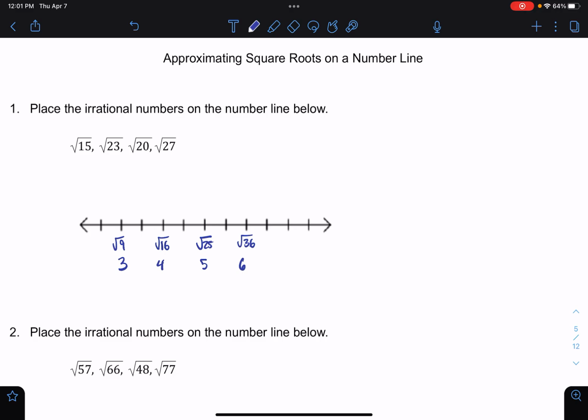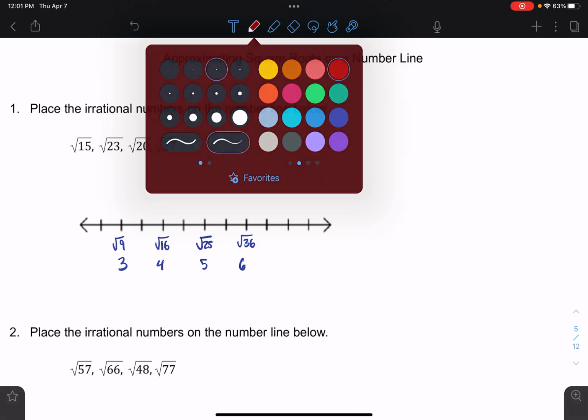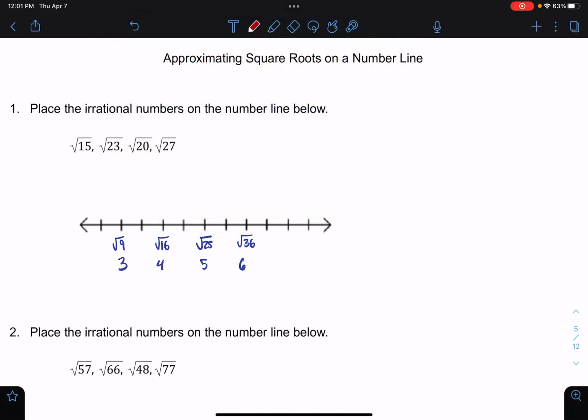Now, I'm going to think about where I should place these values. The square root of 15 goes really close to the square root of 16, right? Because the square root of 9 is here, and the square root of 16 is here. So the square root of 15 just has to be a little bit further back. There's where I would put it. The square root of 23, again, the square root of 25 is right here because that's 5, so the square root of 23 will be a little bit before that.